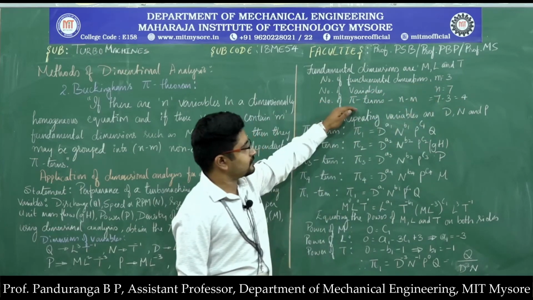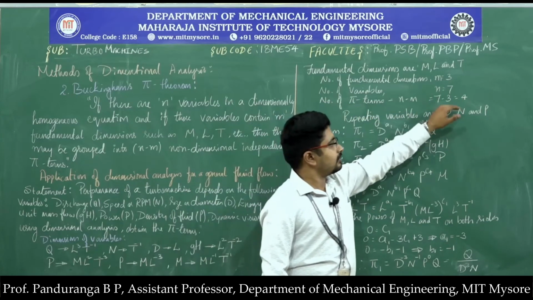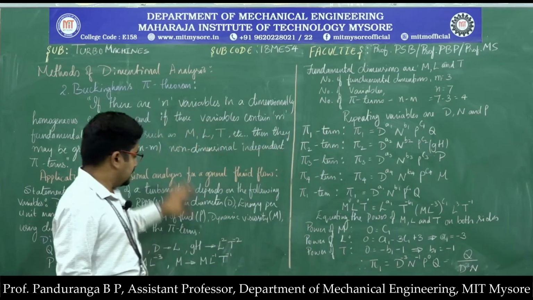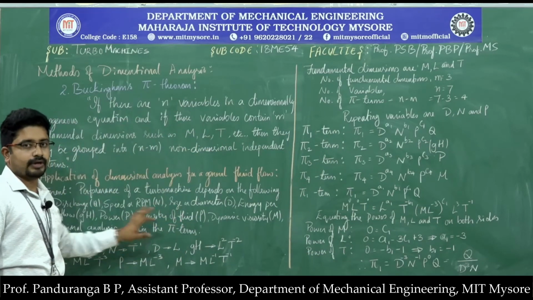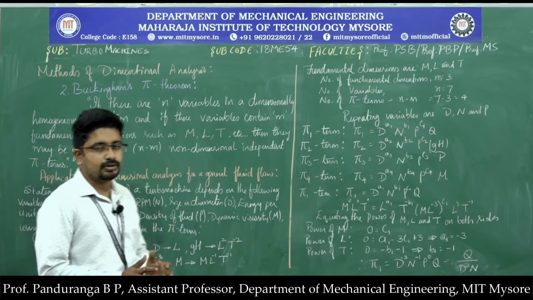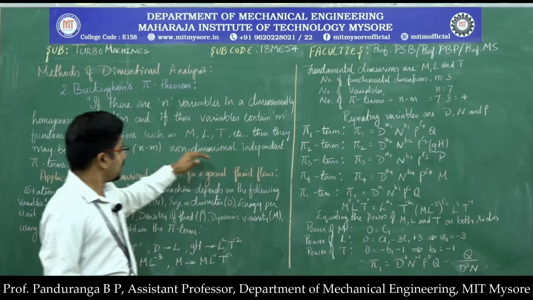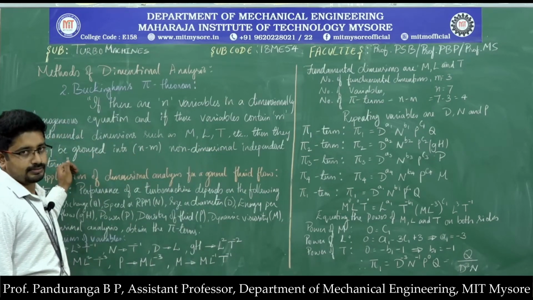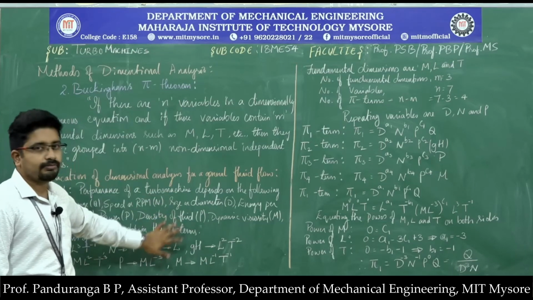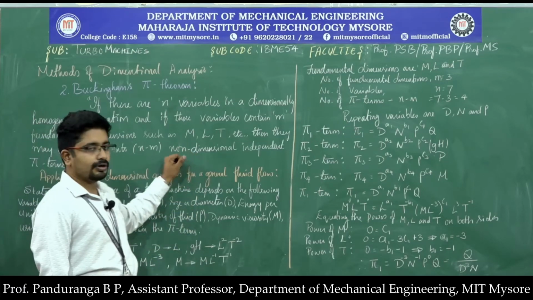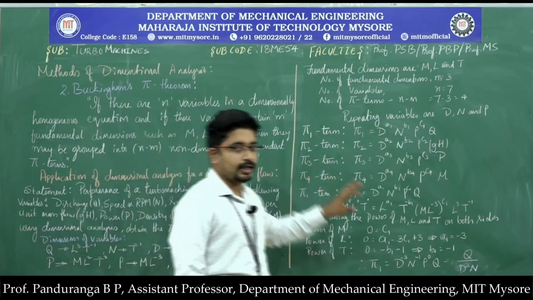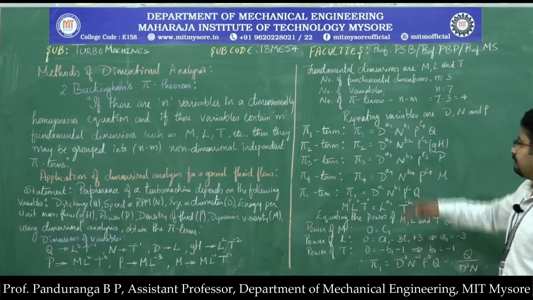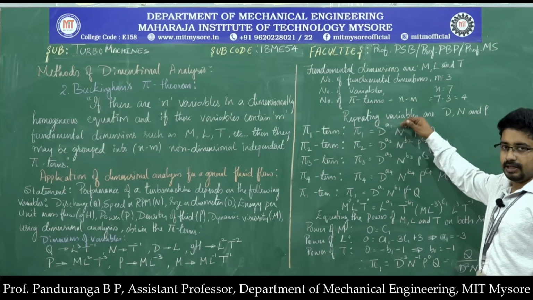So the number of pi terms will be equal to n minus m, which is 7 minus 3, which is 4. So these 7 parameters or variables can be grouped into 4 non-dimensional independent groups, which we call pi terms. For that purpose, first we need to choose the repeating variables.